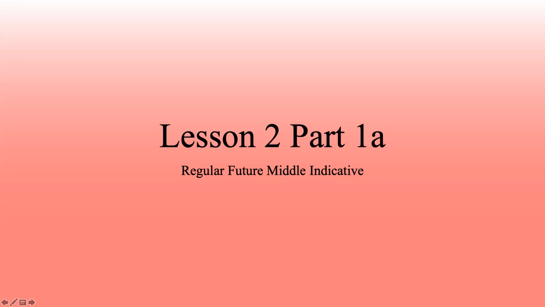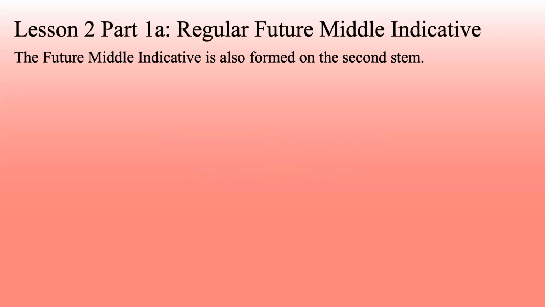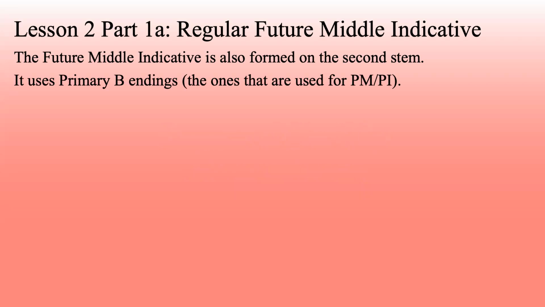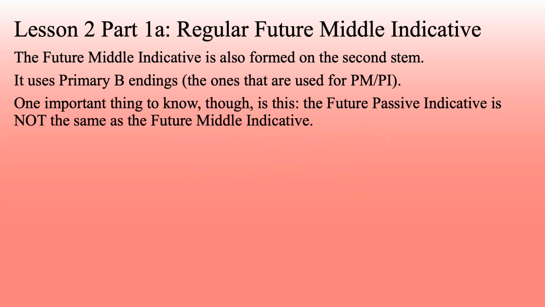Lesson 2, Part 1A, regular future middle indicative. The future middle indicative is also formed on the second stem. It uses primary B endings, which are the ones that are used for the present middle passive indicative. Remember, B endings are for middles and passives. A endings are for actives.